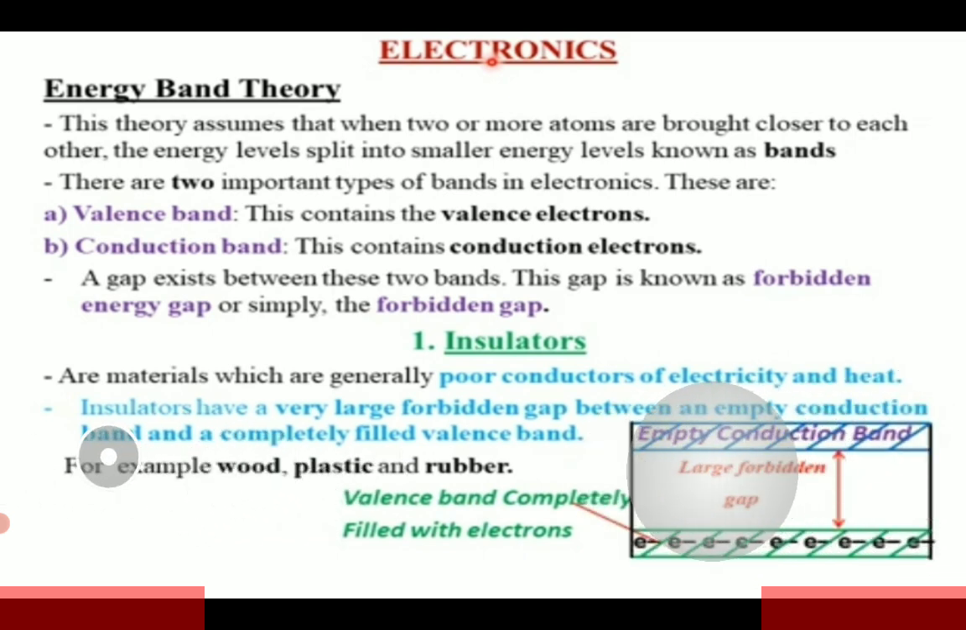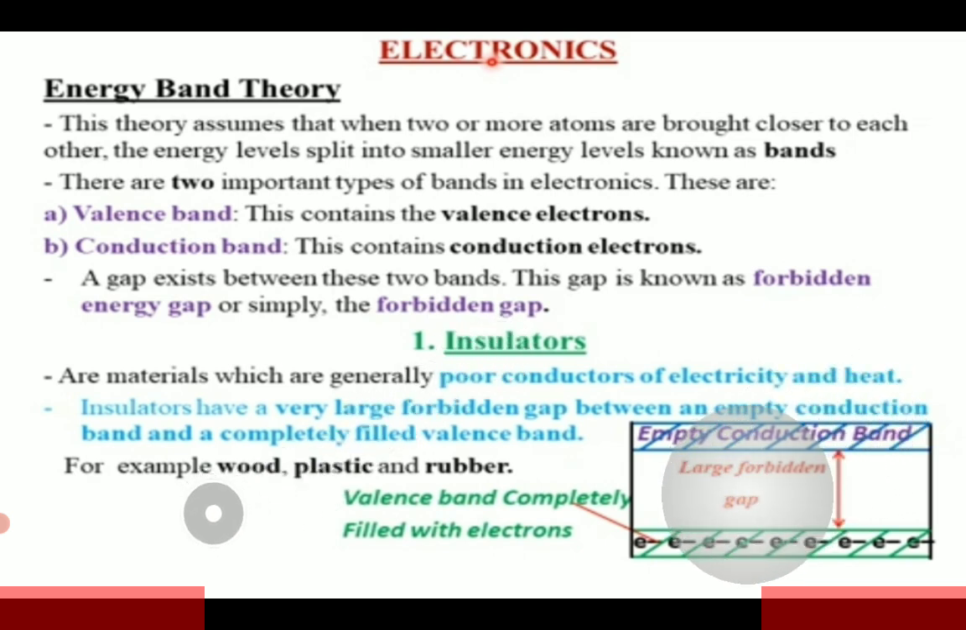So this could be a 2 marks question: why insulators don't conduct electricity? You say they have a very large forbidden gap. That alone is 1 mark. Between the conduction band and the valence band, that's another mark. They have a large forbidden gap between the conduction band and valence band. That's 2 marks. Sometimes you'll be required to mention just some examples of insulators.